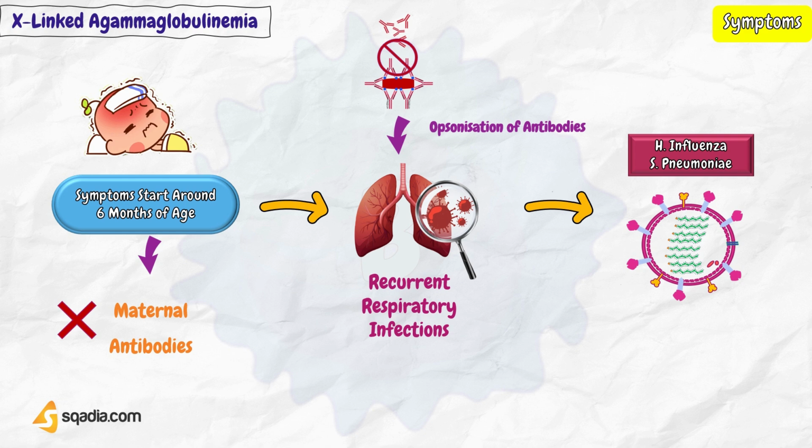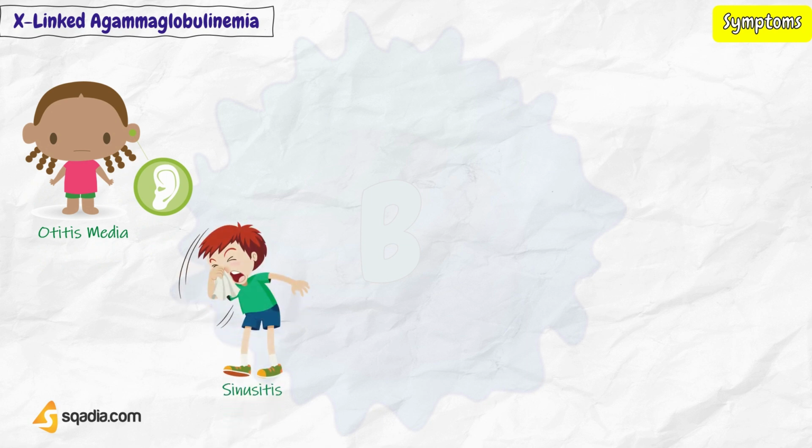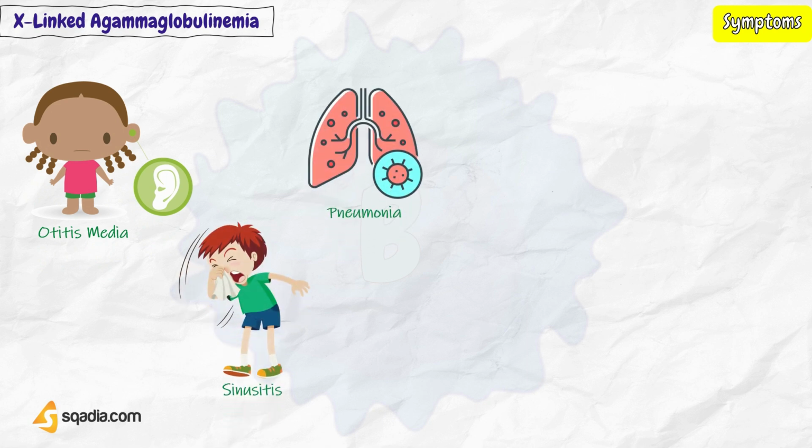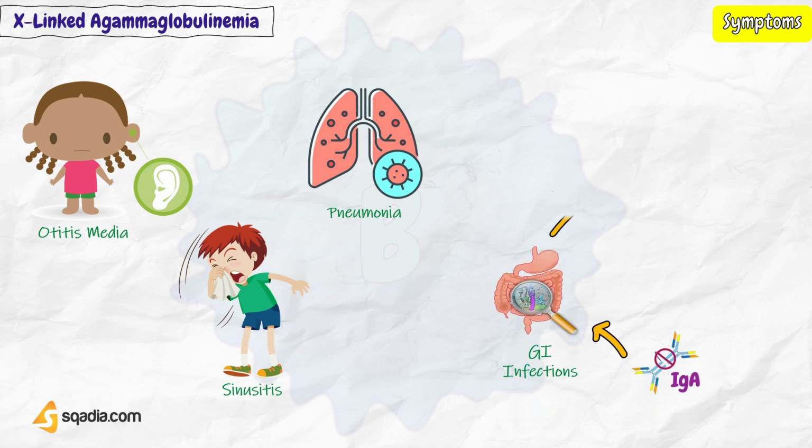So recurrent infections from H. influenzae and Streptococcus pneumoniae are extremely common. A classic presentation would be recurrent otitis media, as well as sinusitis and even pneumonia. Additionally, these individuals also have gastrointestinal infections. This is because of the loss of IgA, which makes the patient more susceptible to enteroviruses and even parasites such as Giardia, simply because there is no IgA to block the entry of these organisms.